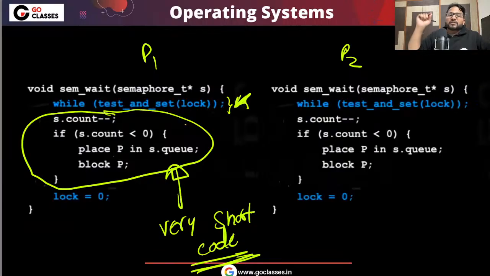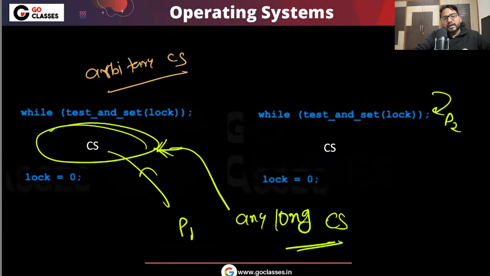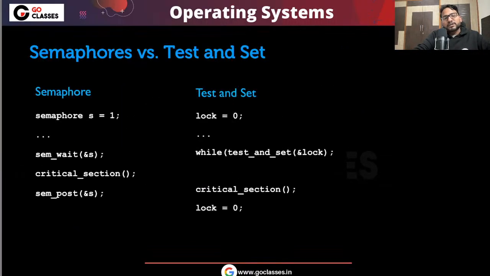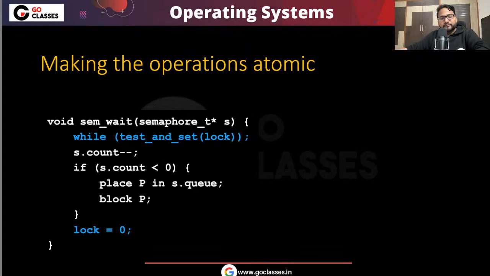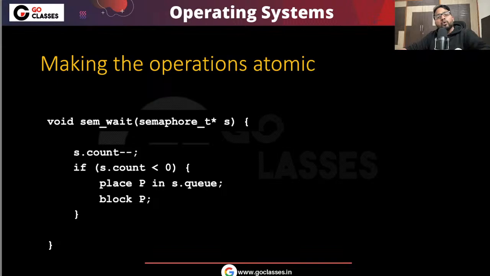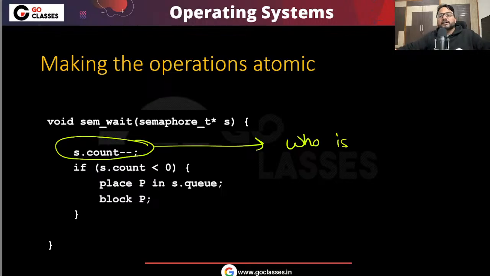Now can you answer the first question, which is that, if the semaphore is also doing the decrement, then who is taking care of this race condition? Who is taking care of this race condition? Can you tell me? Test and set, right? Who is taking care of the race condition here?